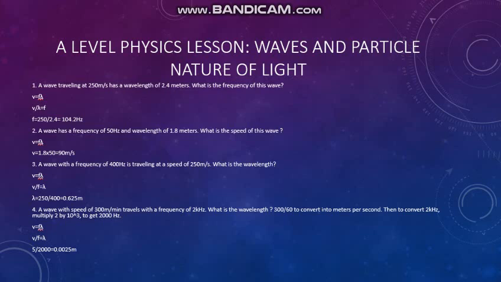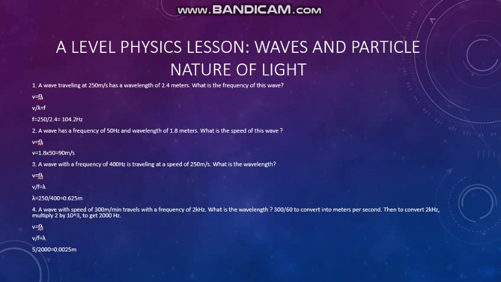The third question states that a wave with a frequency of 400 hertz is traveling at a speed of 250 meters per second. What is the wavelength? So we use our wave equation, v equals f lambda. We want to find the wavelength, therefore we divide both sides of the equation by frequency, so we have velocity over frequency is equal to wavelength, and we just substitute in our numbers. So we do 250 divided by 400, which comes out as 0.625 meters for our wavelength.